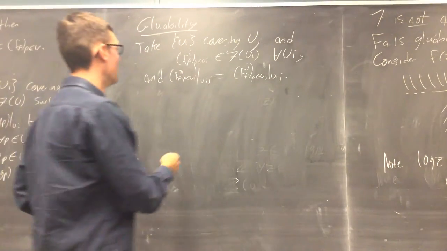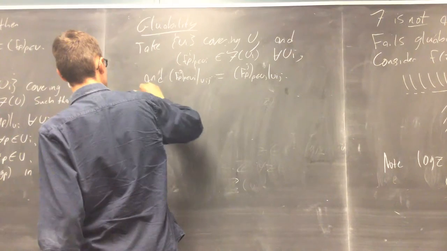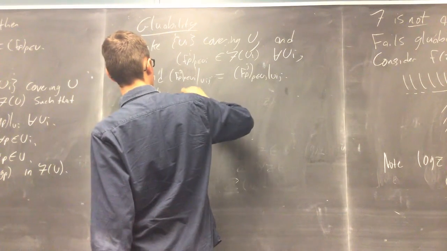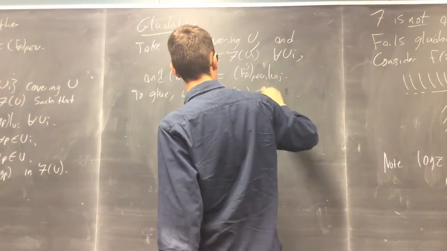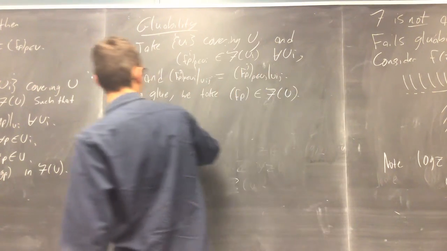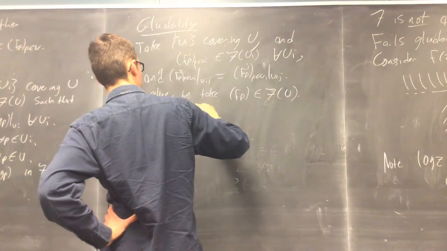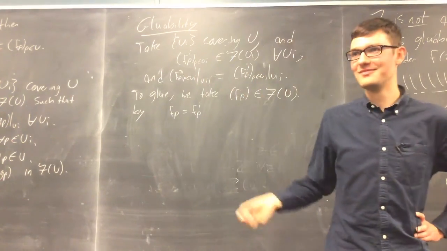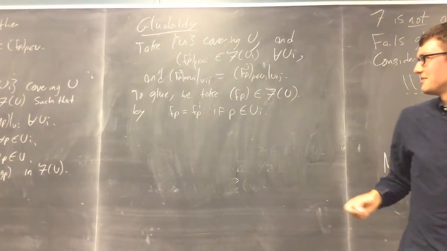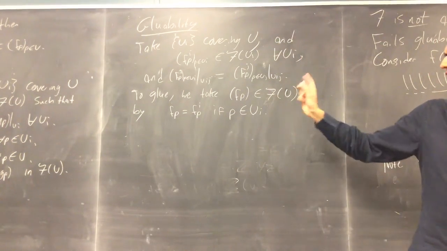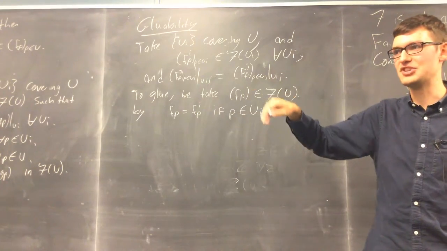Okay. So I want to glue these to a big tuple. So I'm going to take this global thing, F_P, by, for each point, I'm just going to set it to be F_PI, if P is in U_I, because I have a representative there. And this is an unambiguous definition, because if P lives in U_I and U_J, this restriction condition says that F_PI is equal to F_PJ. So this is the same thing.